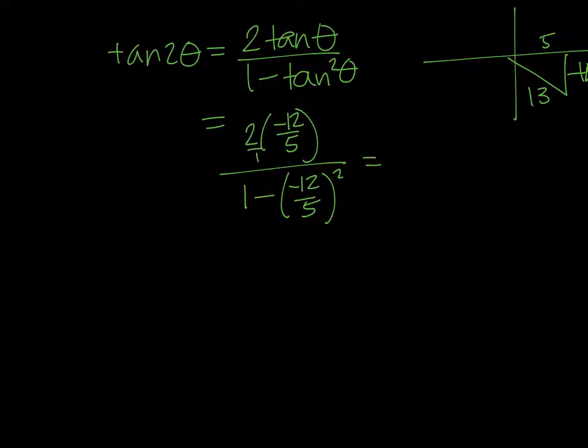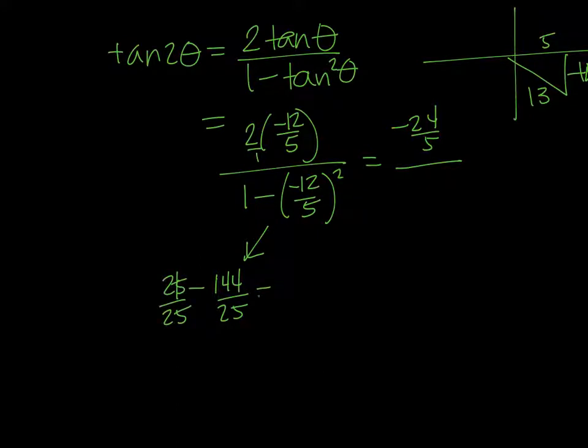So it's 2 over 1, so we get negative 24 over 5 divided by, and then on the bottom, let me just do some of this math. We've got 1 minus, square that, we get 144 over 25. I have to get a common denominator so I can subtract. And let's see, 25 minus 144 gives me negative 119 over 25. And so that's what I get on the bottom. So I'll put that here, negative 119 over 25.